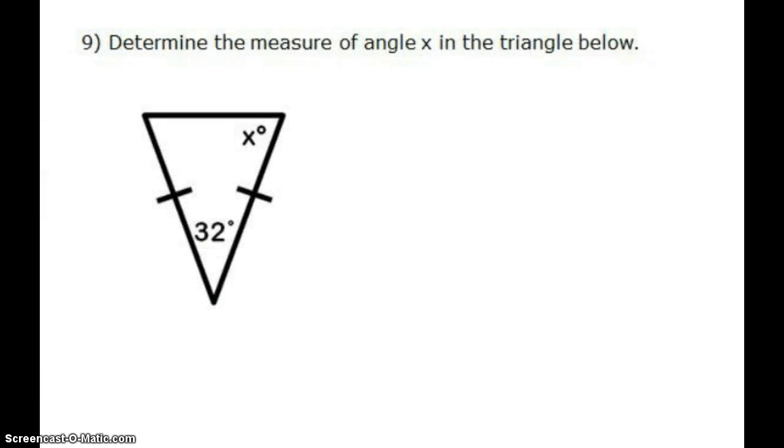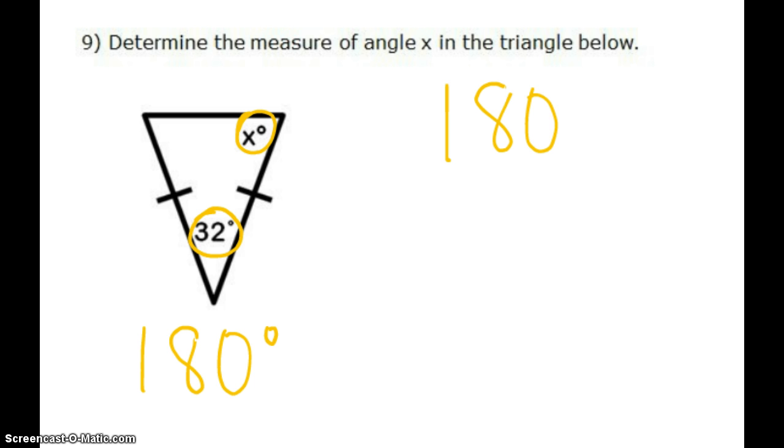All right, last one for this video. Determine the measure of angle X. So we're looking for this angle in the triangle below. Well, the first thing we need to think about is the sum of all angles of a triangle are 180. Now, in this situation, we're given only one angle. So let's just go ahead and subtract out the measure of that one angle. So 180 subtract out 32 is 148 degrees.